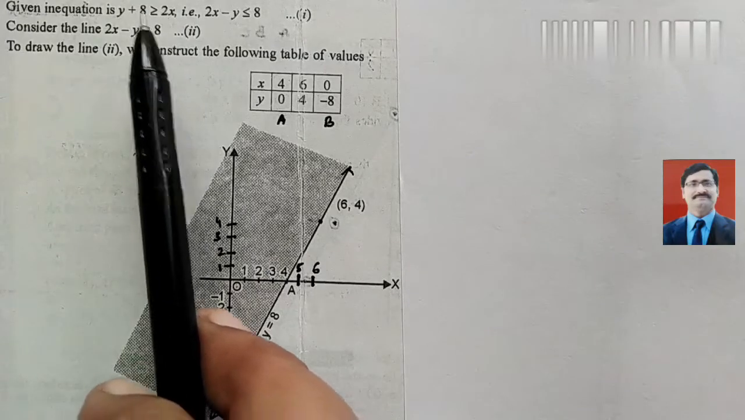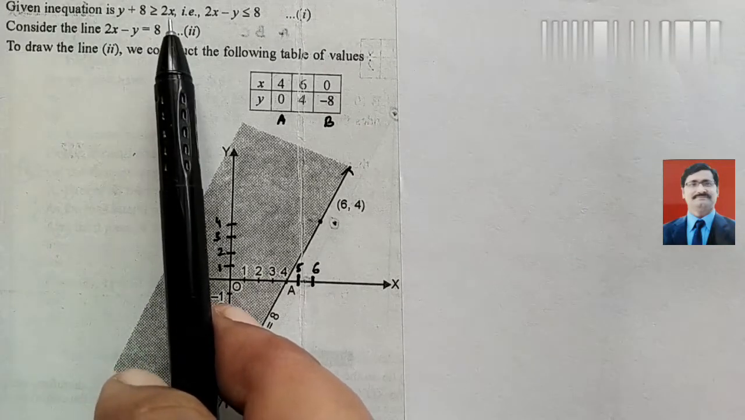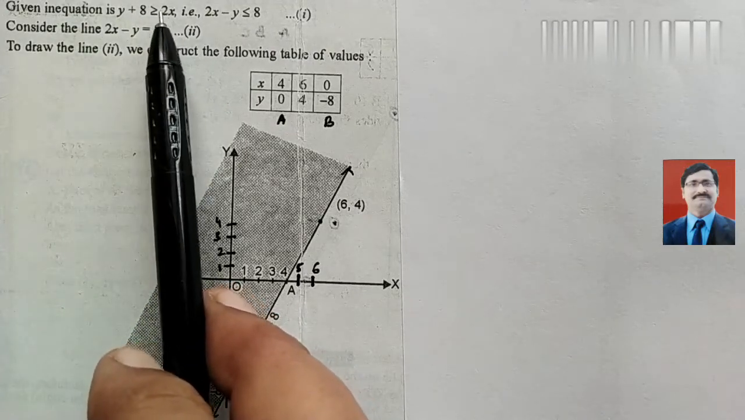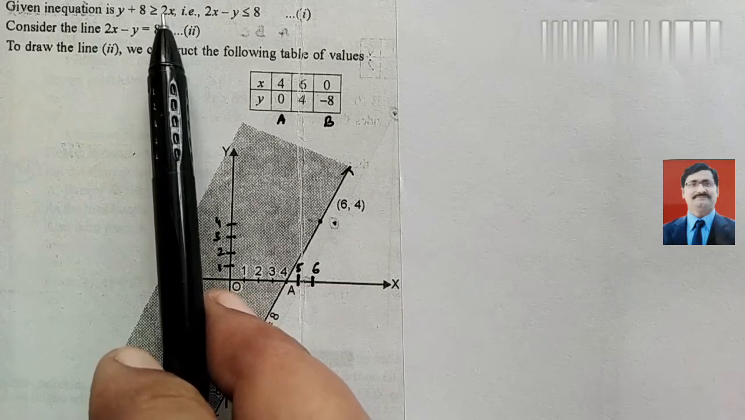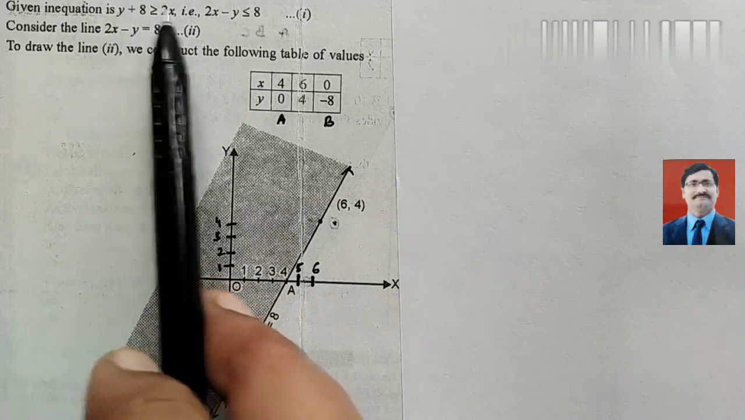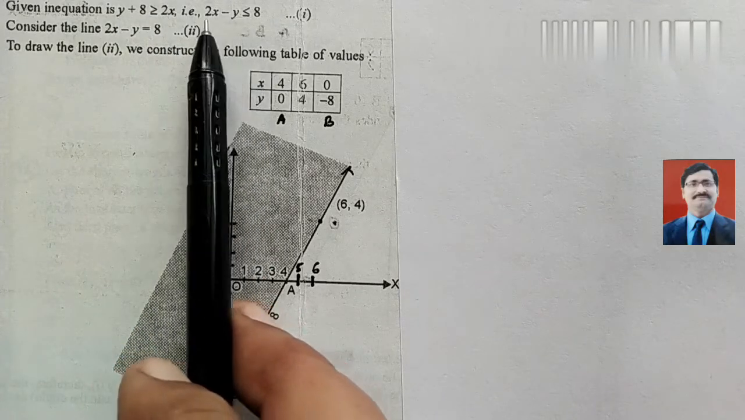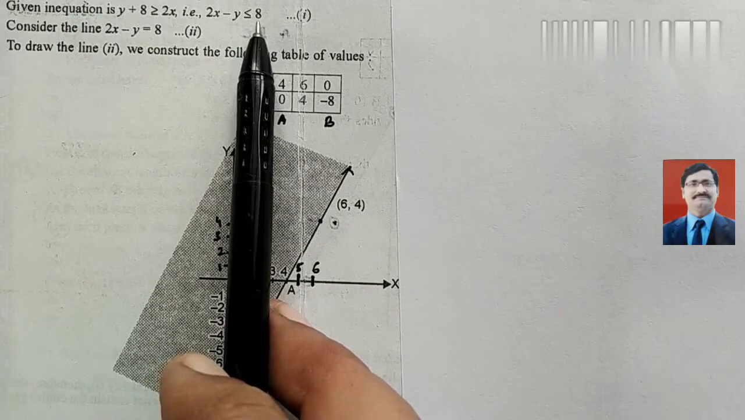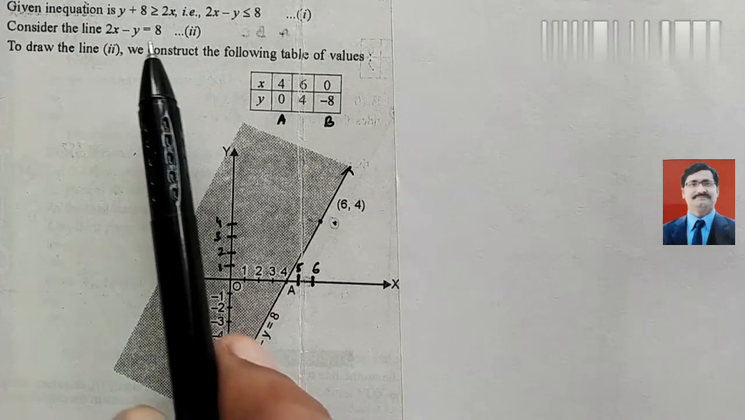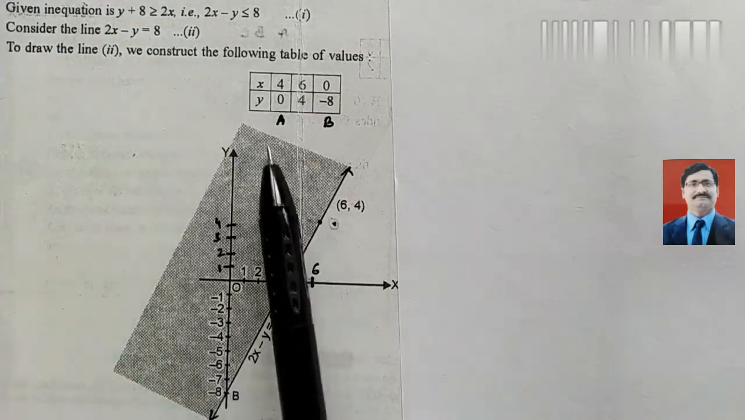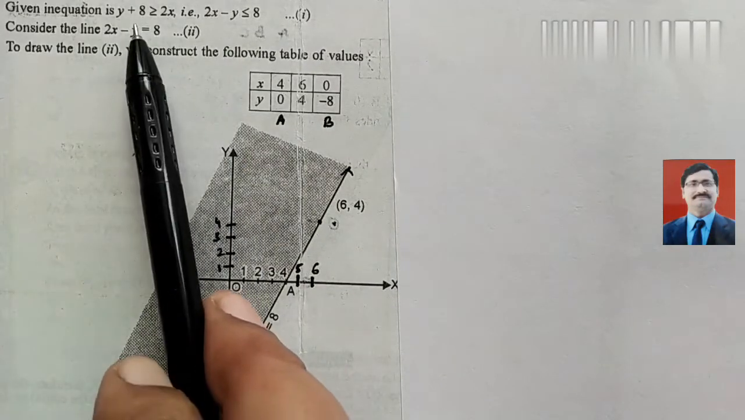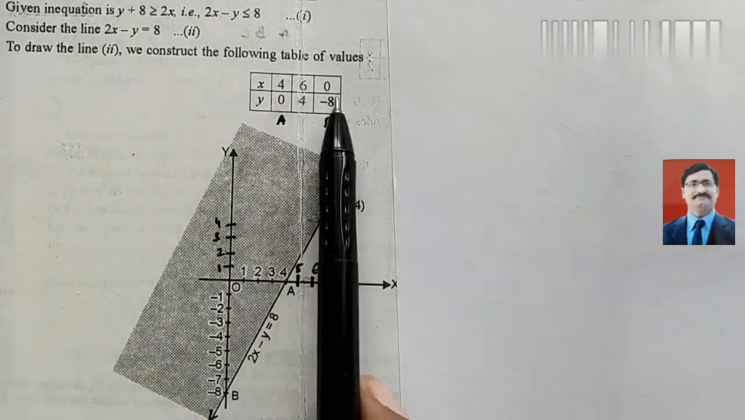Here the question is given to you, y plus 8 greater than or equal to 2x. We transfer y to this side, so we get 2x minus y. This we can write in this format, 2x minus y is less than or equal to 8, which means 8 is greater than or equal to 2x minus y. So you can write here 2x minus y is less than or equal to 8. You will write this in the form of an equation 2x minus y equal to 8, and here we put 0 in place of y, then we get x equal to 4. Now we put x equal to 0, then y equal to minus 8 we get.